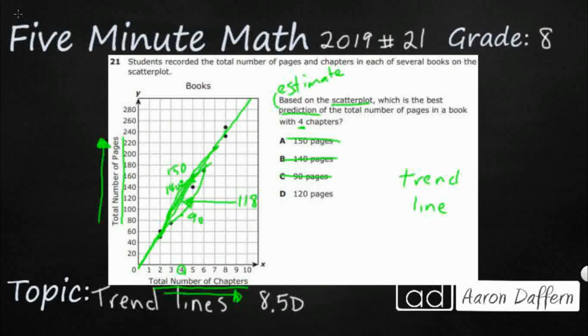So I guessed 118, and look what they got here, a 120. Yeah, that works. I guess if I'd drawn it a little bit straighter, I could get my 120. And that's exactly where I thought it should be. So that is going to be our answer, D, 120 pages.